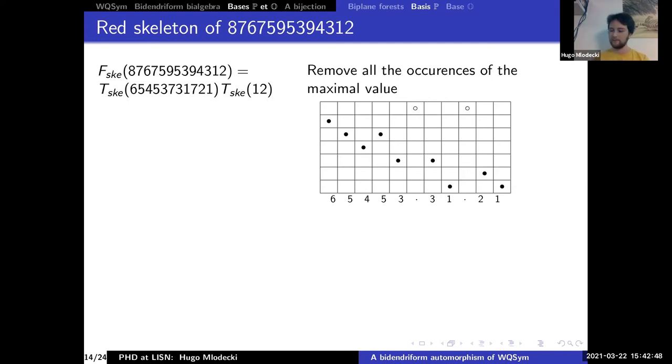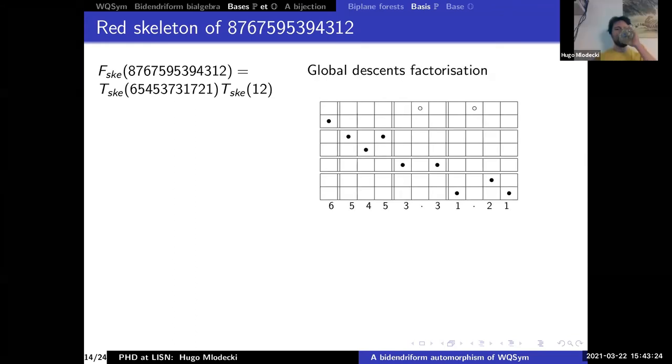So here, I just let you think maybe 10 seconds to find the global descents. We look for global descents, forgetting that this maximum value is here. So there are four global descents. I found only one, but you're right, I see them. So here we have four global descents, on the black points, yes.